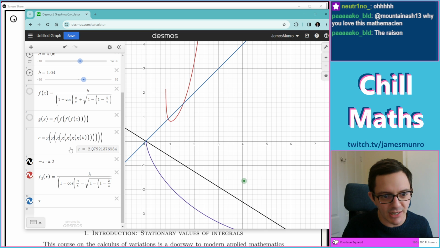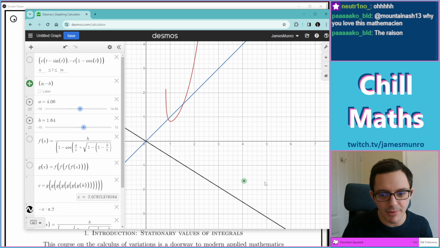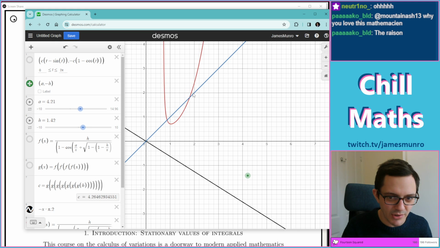Oh, it's really glitching out. Let's hide this for a little moment. Like the correct version of C. See, this has got really steep points. I don't actually know which of these solutions I want. So I'm not very happy with this formulation.